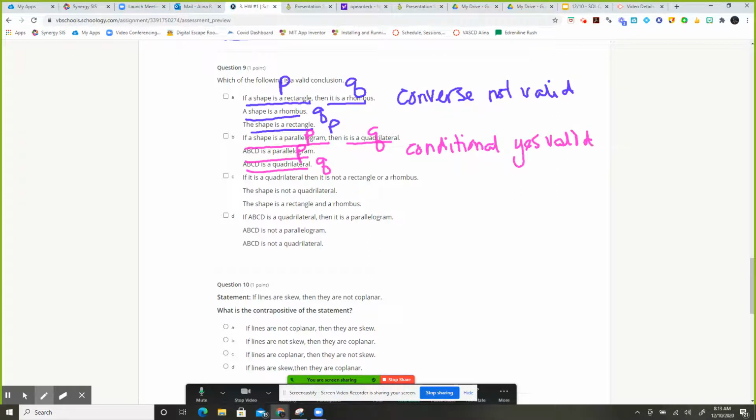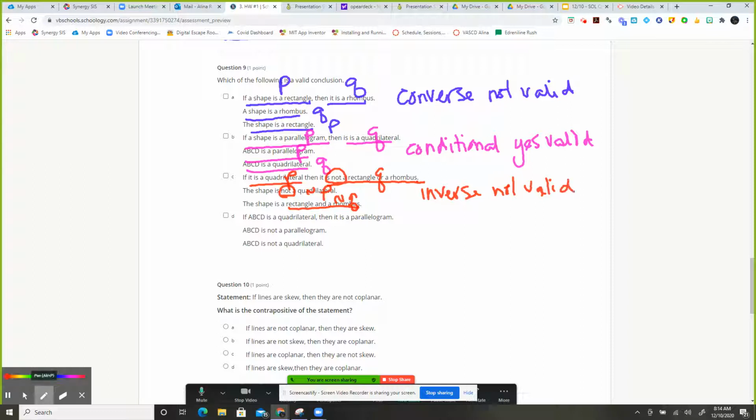We're getting more and more confident. If it is a quadrilateral, P, then it is not a rectangle or a rhombus. That's Q. The shape is not a quadrilateral, so that's not P. Then the shape is a rectangle or a rhombus, so that's not Q. This is inverse because I inserted the not. Is inverse valid? No. Not valid.